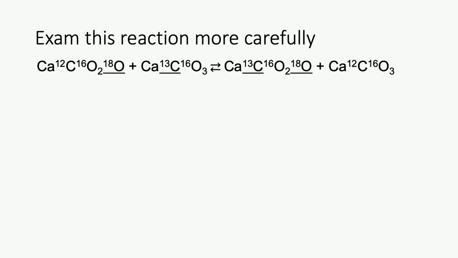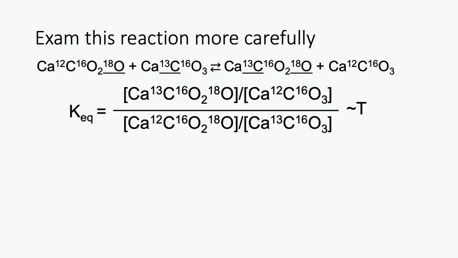Right, so let's look at this reaction a little more carefully. So I'm just writing the exact same thing we looked at a moment ago. Let's write the equilibrium constant for this. So in this case, we have the products, the right side, over the left side. So the doubly substituted species, the clumped isotopolog, the species with C13 and O18, is on the top here. On the bottom are the singly substituted species, and here's the unsubstituted species.